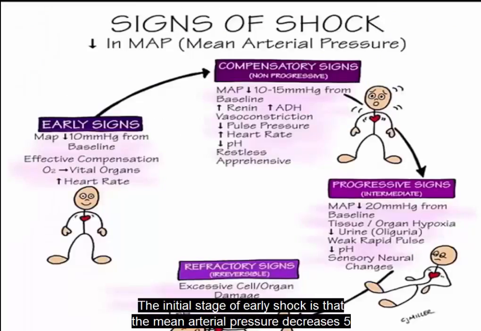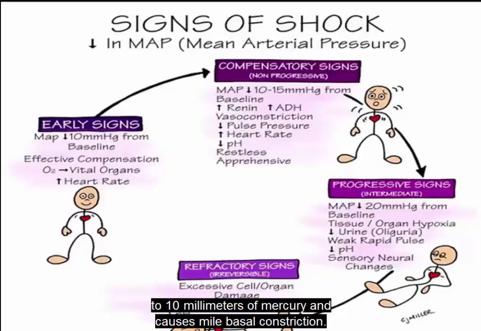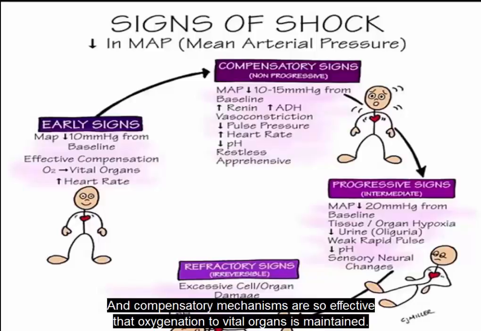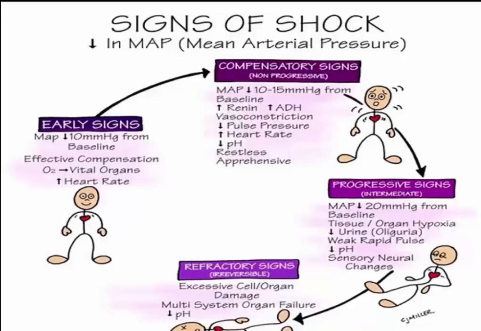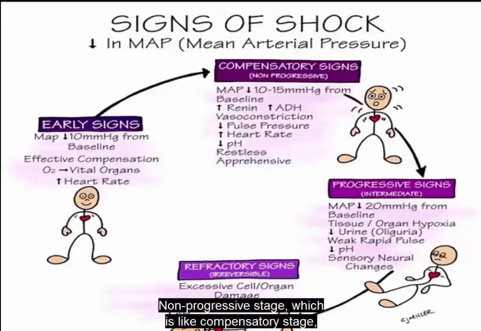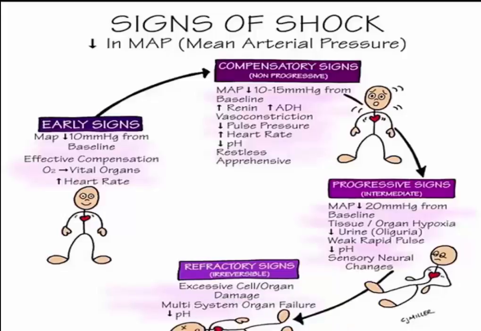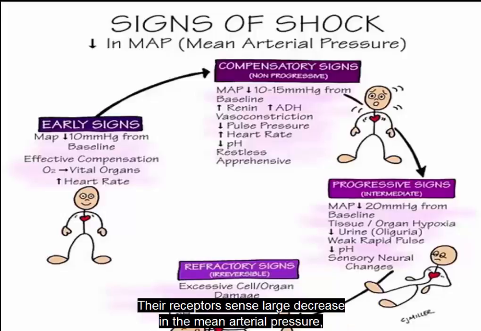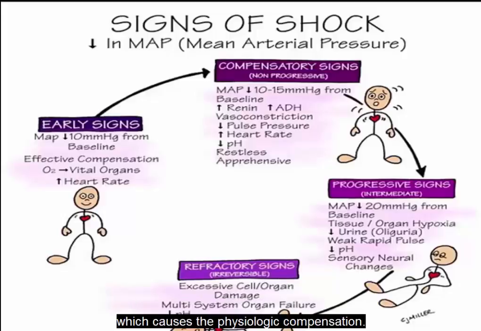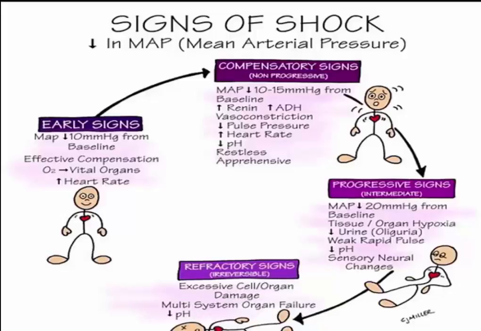The initial stage of early shock is that the mean arterial pressure decreases 5 to 10 millimeters of mercury and causes mild vasoconstriction. Compensatory mechanisms are so effective that oxygenation to vital organs is maintained. In the non-progressive stage, which is a compensatory stage, cardiovascular compensation is no longer enough to maintain oxygen to organs. Baroreceptors sense a larger decrease in the mean arterial pressure, which causes the physiologic compensation.